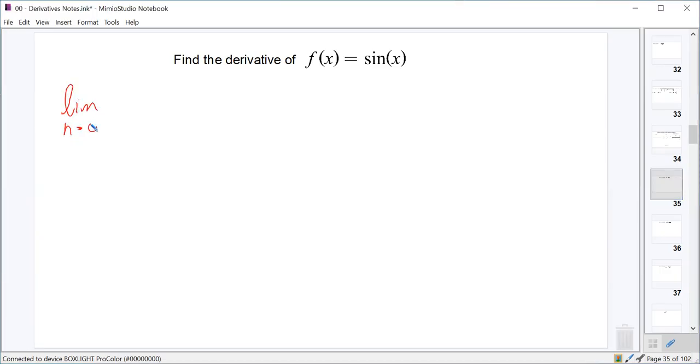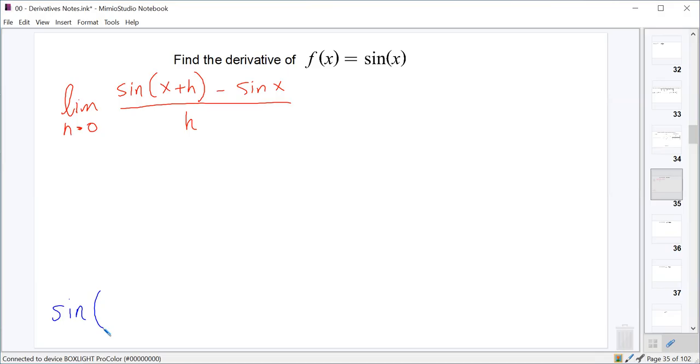as h approaches 0 of the difference quotient of our function. So sine of x plus h minus sine of x all over h. At first glance, it may seem like there's not anything we can do to simplify this down, but we need to remember back to the formulas that we learned, the sum and difference formulas for our trig functions.